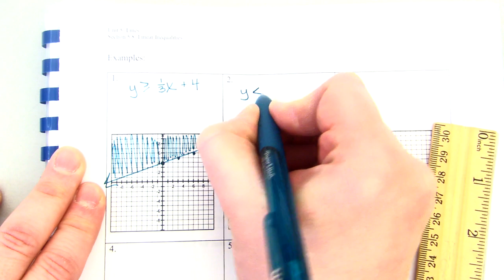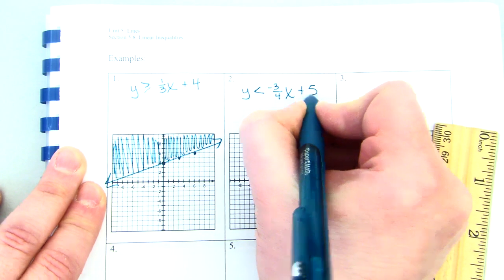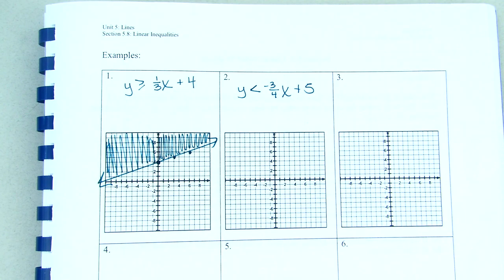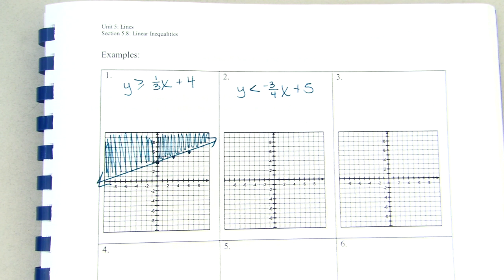Y is less than negative 3/4 x plus 5. When you drew your line, should it be solid or dashed? Should be dashed. Draw the line. Maybe don't shade yet. Let's just get the line in there, just to make sure the line is good. And then if it's good, we'll do the shading. Negative slope, yeah. Down 3 over 4, down 3 over 4.